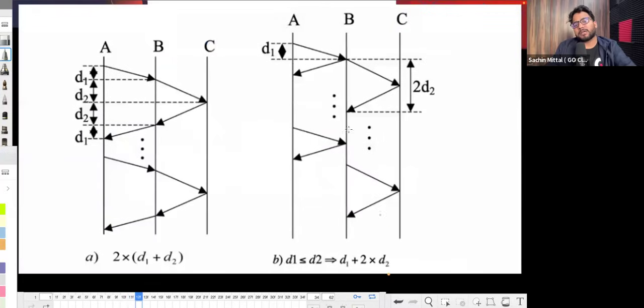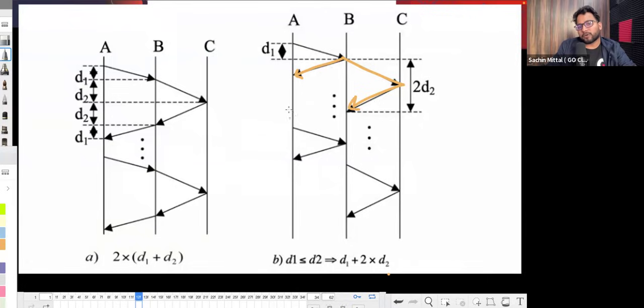So which means that A should be receiving B's ACK and B should be receiving C's ACK. Then only we will say the entire cycle is complete. So here A is sending a packet to C, but in between B is coming, so B is sending ACK, and then C is also sending ACK here. Okay. So what is the total time?